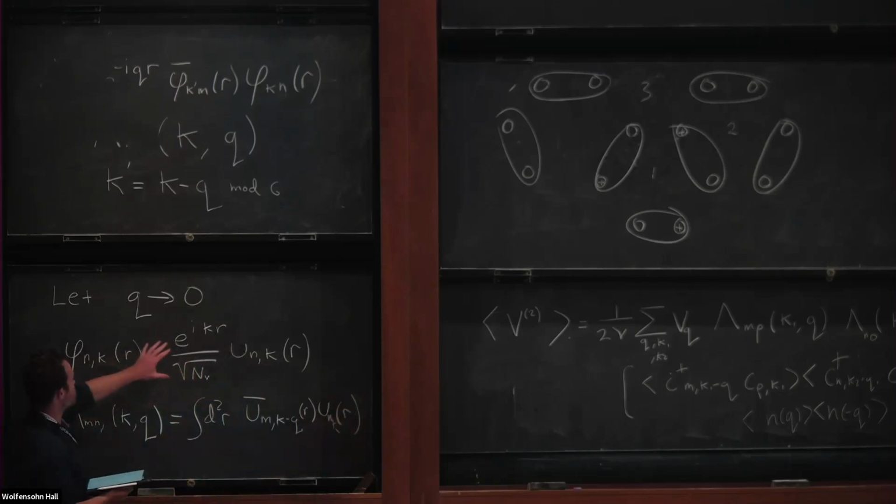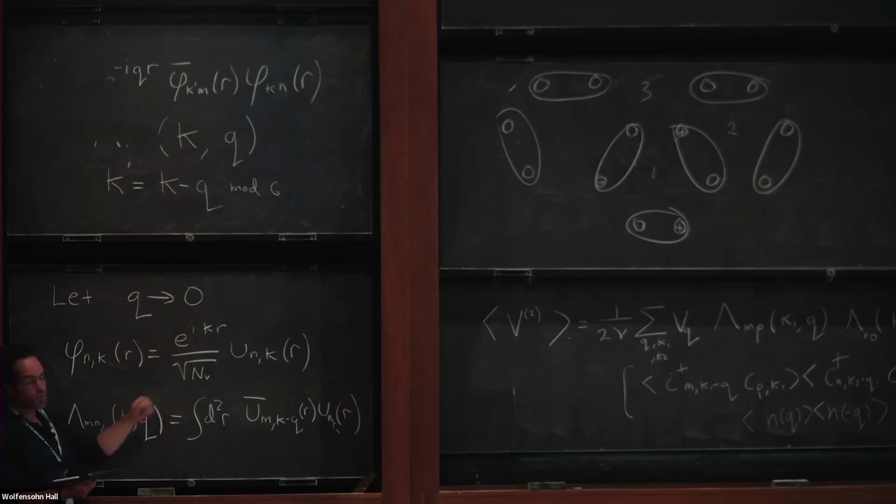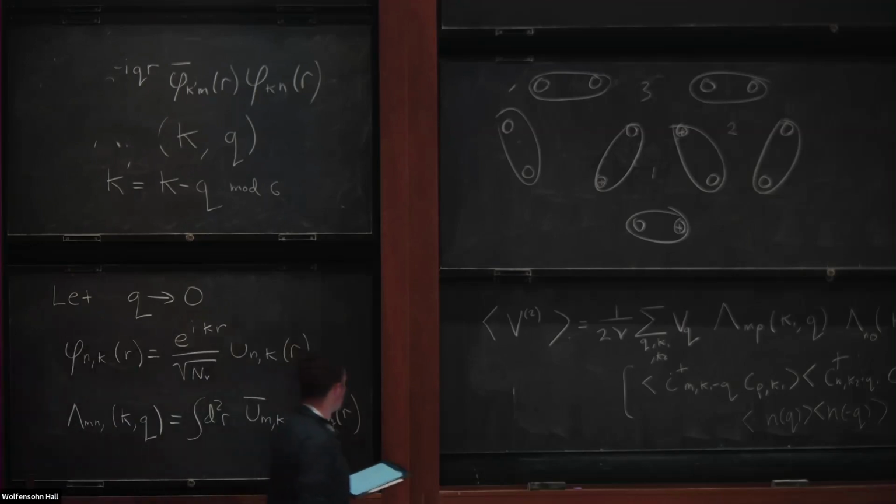So the point is you just substitute this into the definition of the form factor, and we know that k minus k prime is equal to q. So the phase part cancels off, and you're just left with the overlap between the Bloch wave functions. The takeaway is that for q small, the form factors we're talking about are just the overlap between the Bloch wave functions at two different points in momentum space. And that's why the quantum geometry is now going to show up.